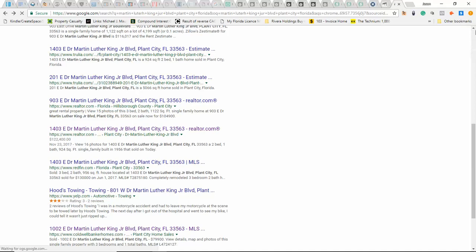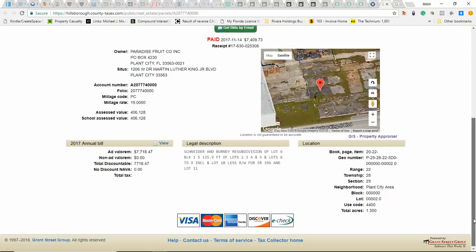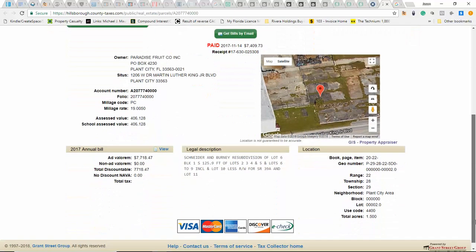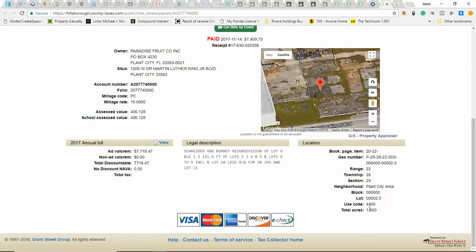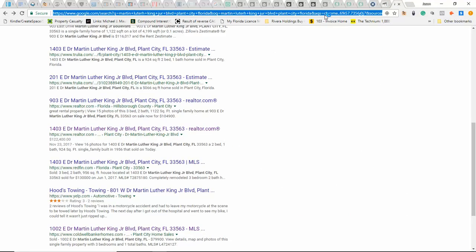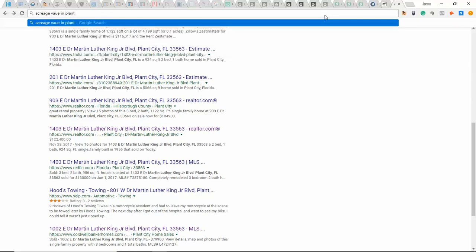So what I would do in this case is I would just get a kind of base level value of the property, kind of an estimated. I would just go based off the acreage. I wouldn't even value the property and plant and equipment at all on this. So that would be kind of excess value. So let's see, acreage value in Plant City, Florida.